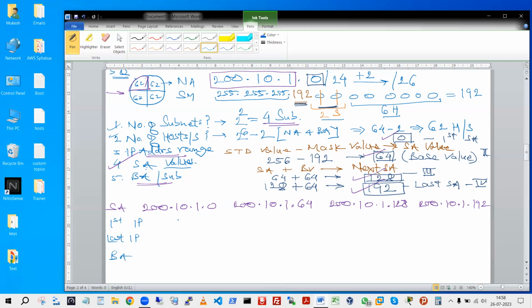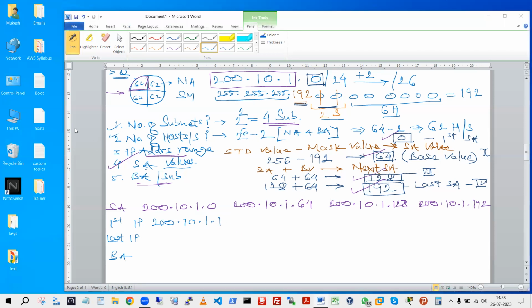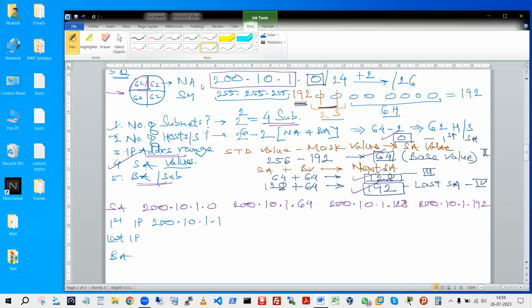So one more than the network address. What is that? This is 210.1.1. This is the first IP address of this subnet. Next, now it all goes in sequence. Now will be 102, 103, 4.